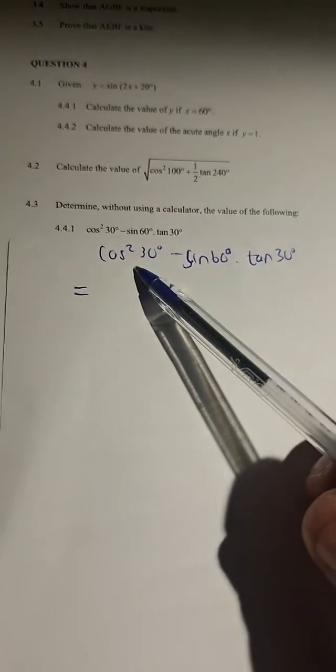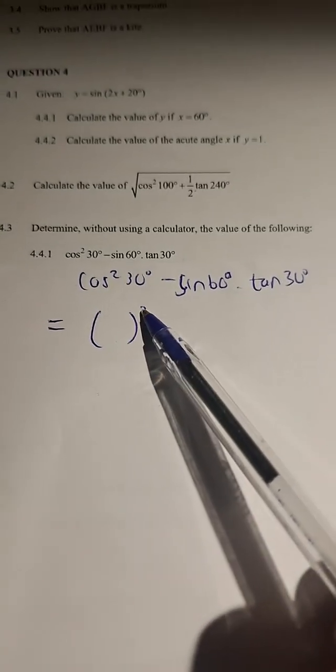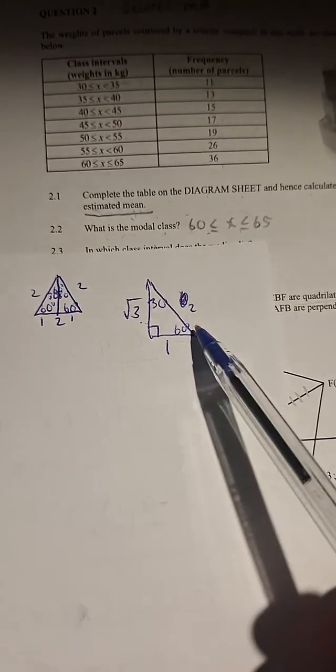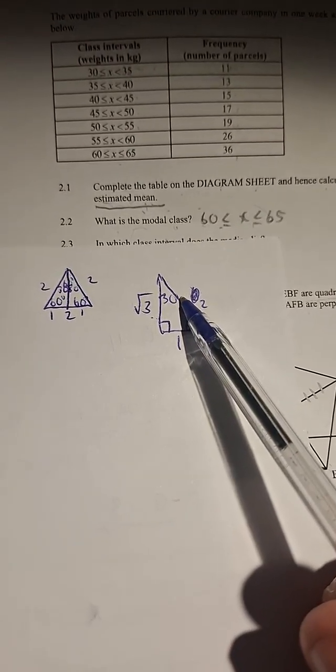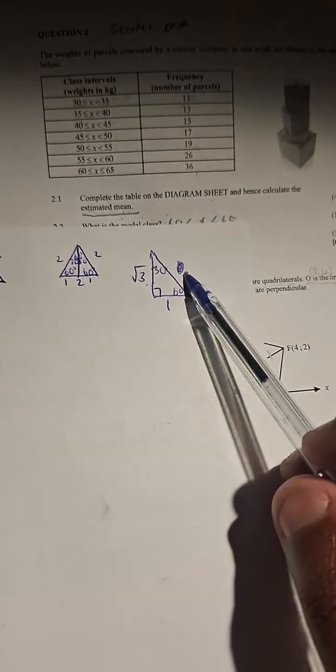Anyways, cos squared 30. Open the bracket, you put the square on the outside. 30 is what? Cos 30. Remember, that's like saying it's cos 30, but you squared it. So what is cos 30? Cos 30 is adjacent over hypotenuse. So that means root 3 over 2, the whole thing squared, minus sine 60. What is sine 60? Opposite over hypotenuse. This is 60, so it's opposite over hypotenuse.